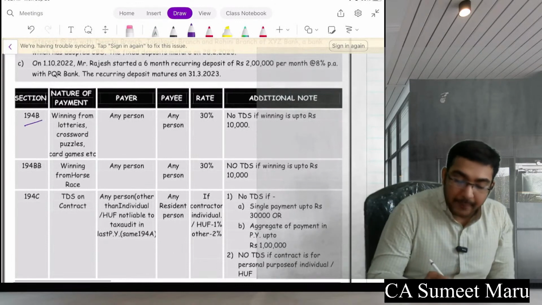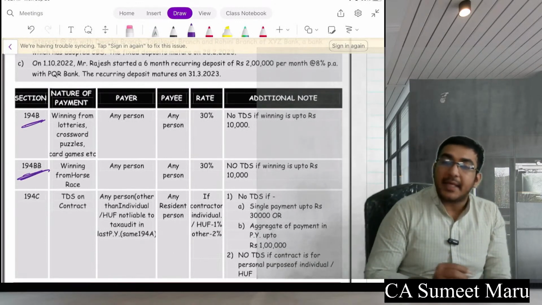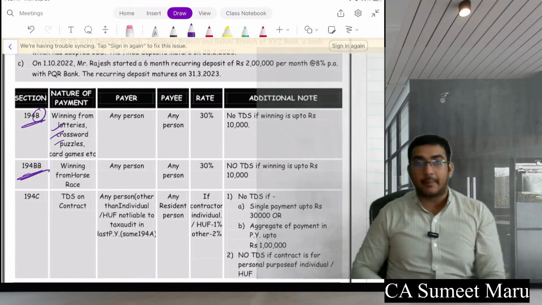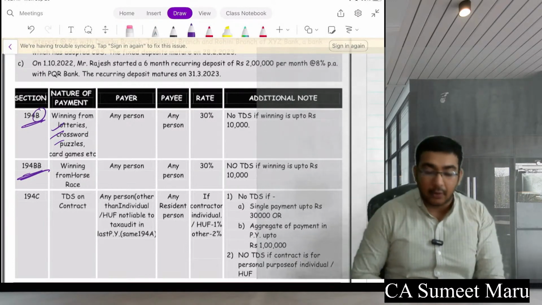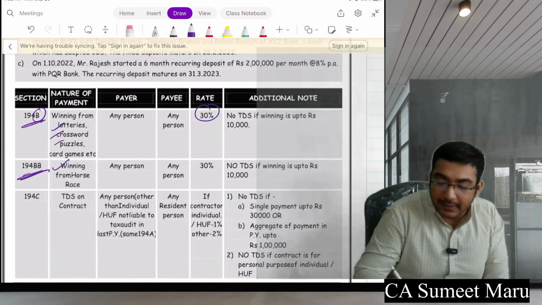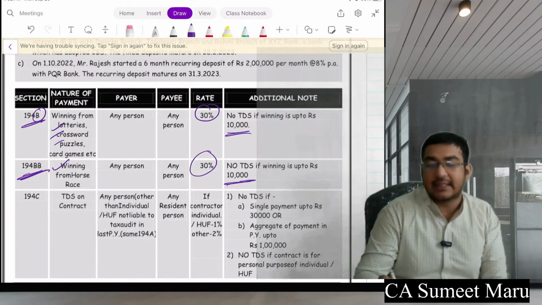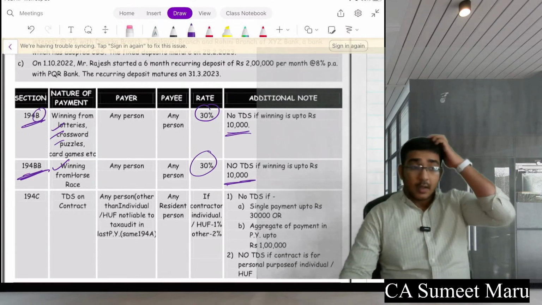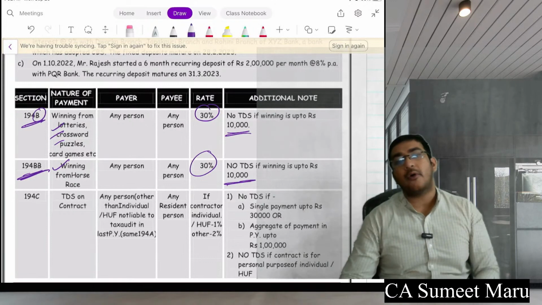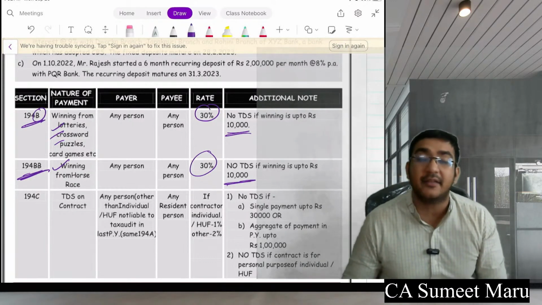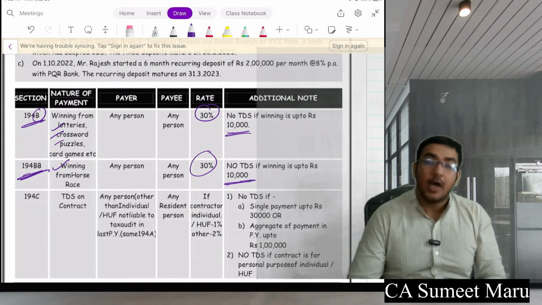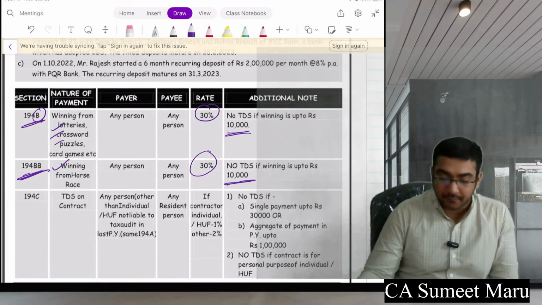Section 194B and 194BB. 194B is for winnings from lottery, betting, gambling. B for bade log, you can remember like this. Double B is double bade log, winnings from horse races. The TDS is at flat 30% if the amount is above 10,000. So if your winnings are below 10,000, no TDS. If your winnings are above 10,000, TDS has to be done at 30%. Everything clear? 194B and double B.